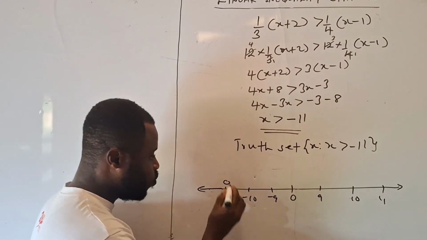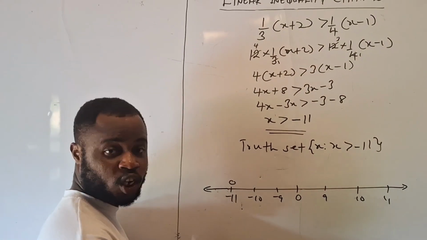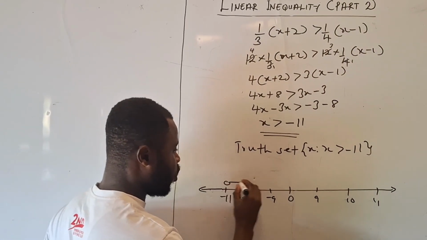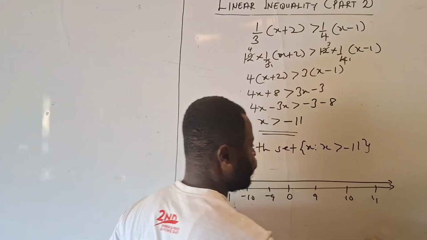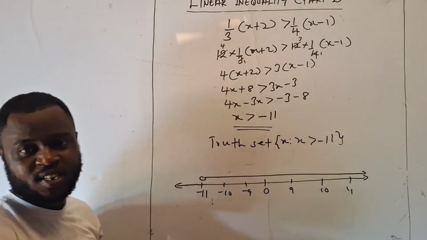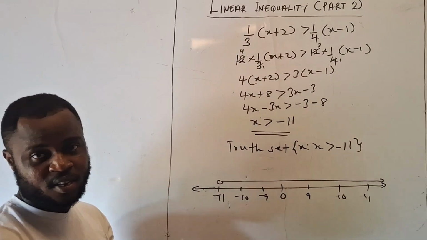So the 0 is going to be on the negative. It is not greater than or equal to, so we don't shade. Now the arrow is greater than, so it's going in this direction. So you draw it to the last end of your number line. So this is how we represent this answer on the number line.